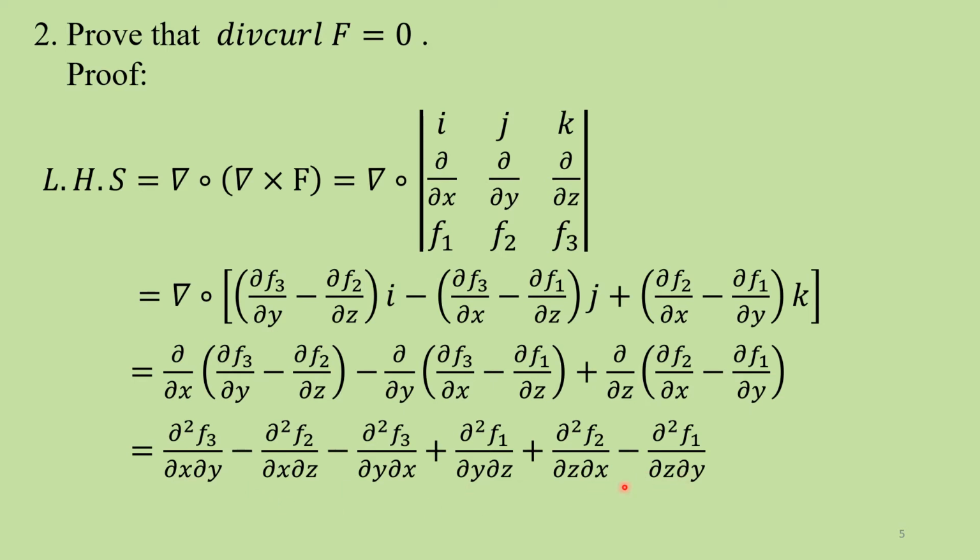Now if you observe this, the like terms ∂²f3/∂x∂y and ∂²f3/∂y∂x are the same, so we have here plus sign and here minus, so we can cancel that. So ∂²f3/∂x∂y minus ∂²f3/∂y∂x gets cancelled. Similarly ∂²f2/∂x∂z minus, and here it is plus sign ∂²f2/∂z∂x. And the third pair ∂²f1/∂y∂z with plus sign, ∂²f1/∂z∂y with minus sign also get cancelled. So totally it gives answer 0. So that means div of curl f is also 0.